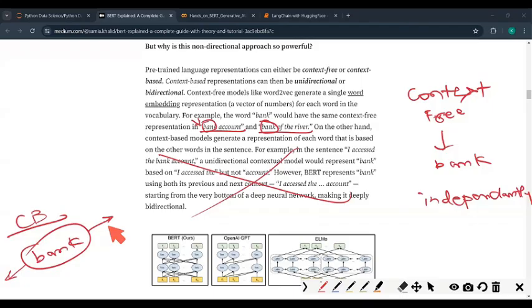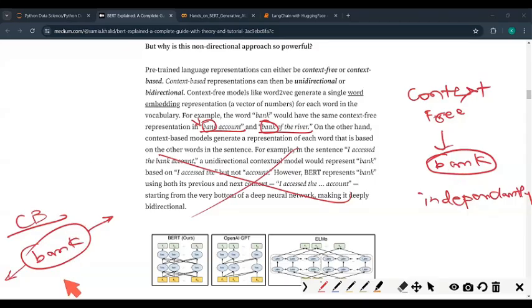So it is not independent. In the context based, the meaning of a word is on the basis of the surrounding words also. But here the meaning of the word bank is independent. I can call it the riverside, I can call it the financial institution, both. I don't know at this point, but I can call it both.